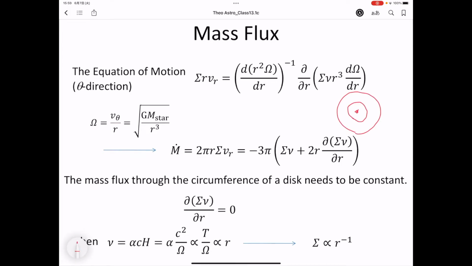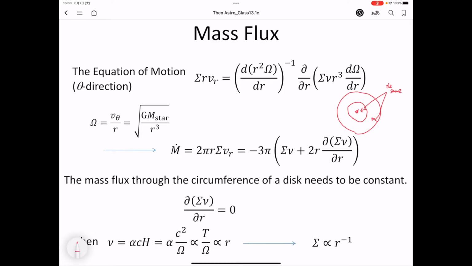So the mass flux through the circumference of a disk needs to be constant. The protostar is located at the center. So the mass flux through the inner radius or outer radius is the same mass flux. Then mass cannot be accumulated at some specific radius. So the mass flux needs to be constant throughout the disk. This means the partial derivative of sigma nu with respect to r has to be 0.